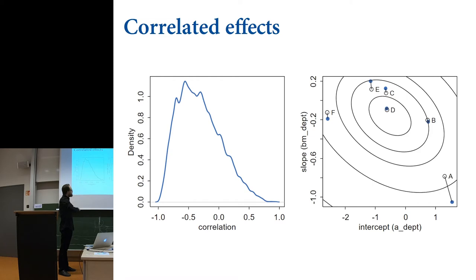And then on the vertical is the slope. This is the difference between a male and female application. If it's above 0, that means an advantage to male applications. If it's below 0, disadvantage. You'll see that there are two departments which are a little bit above 0, C and E, right?